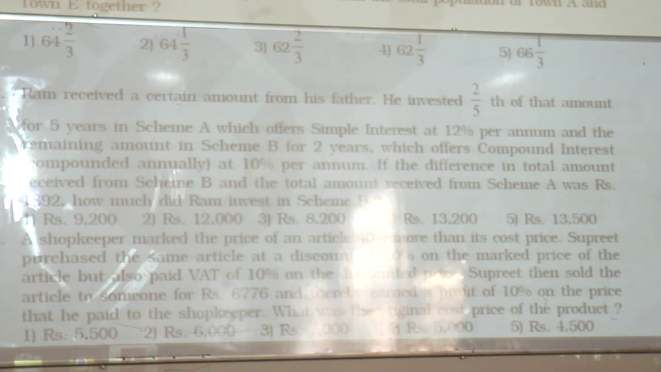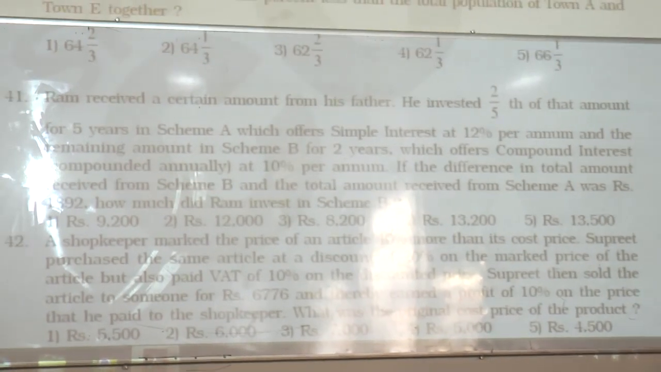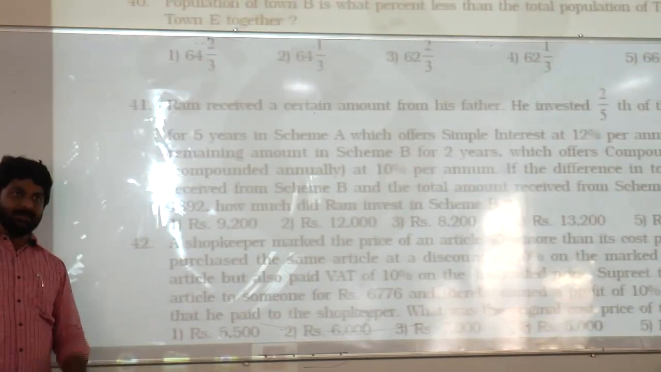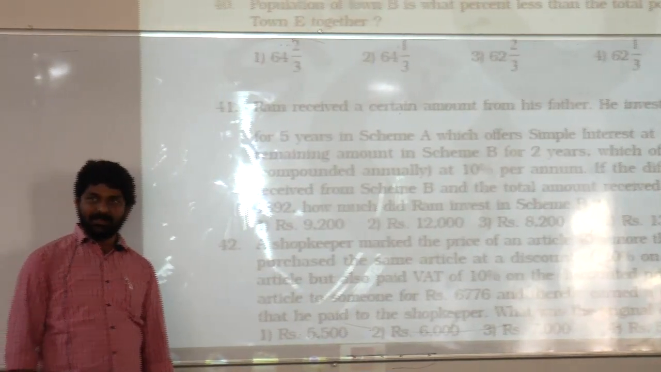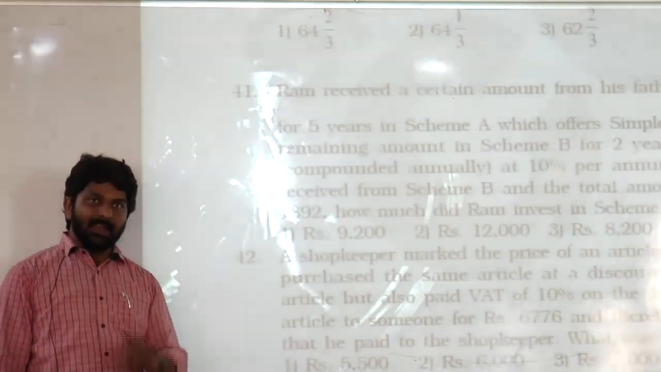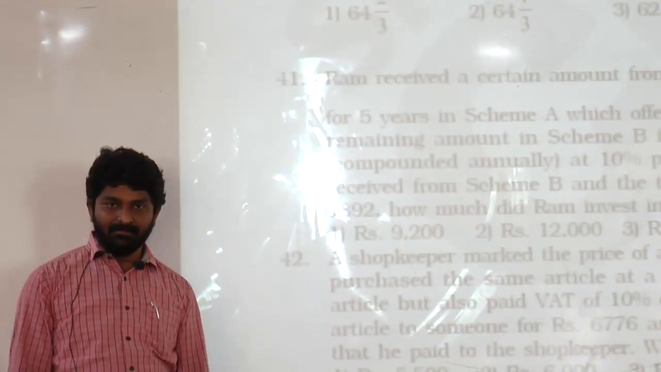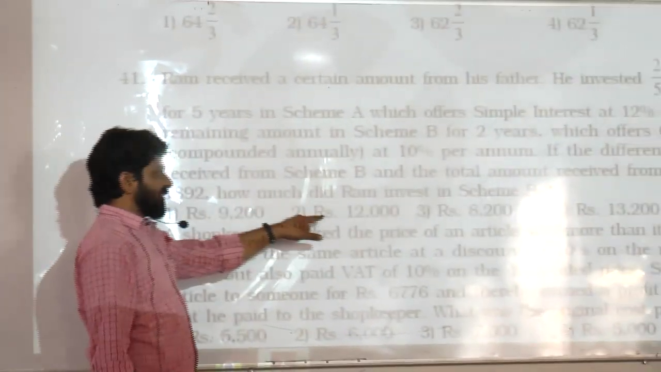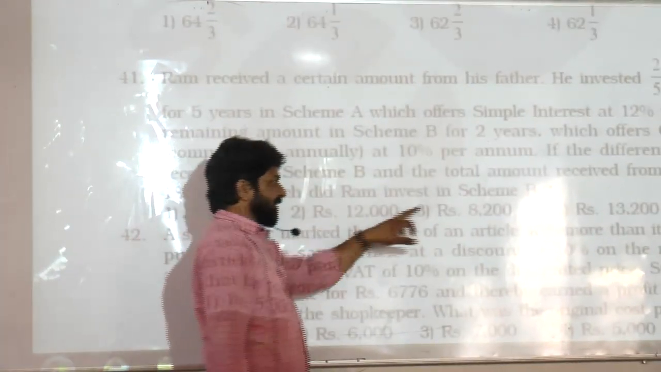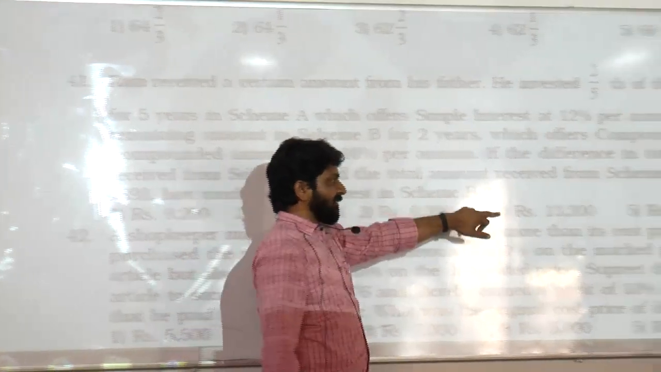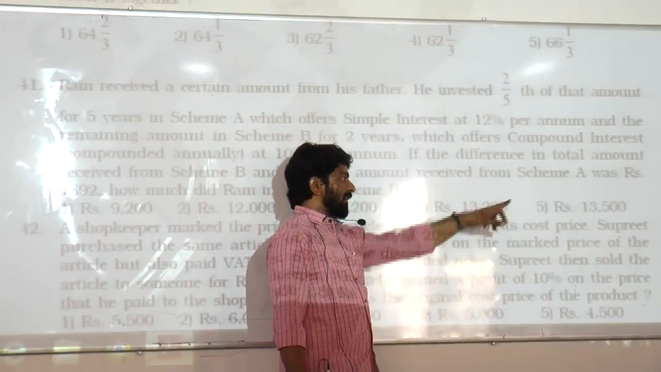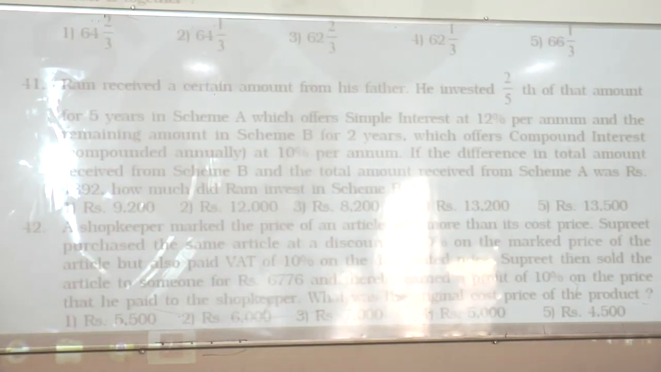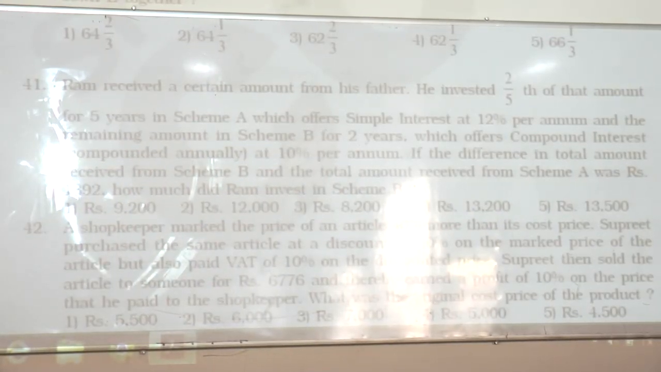Scheme B. In scheme A, he invested 2/5, which in the sense is 40%. Remaining will be 60%. It asked about 60%. The answer should be an even number, at the same time a multiple of 3. Is it a multiple of 3? This cannot be your answer. Is it a multiple of 3? Yes. Next one? Yes. If you have only one such number, you can go for it. But you have 3 options which are multiples of 3.